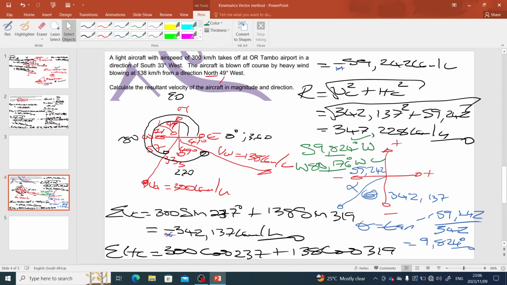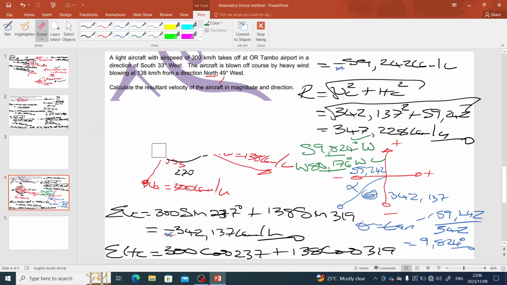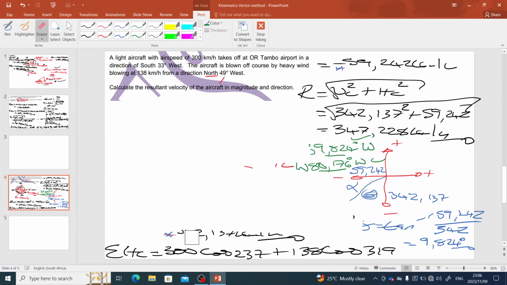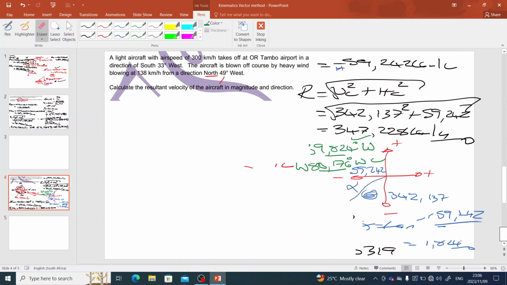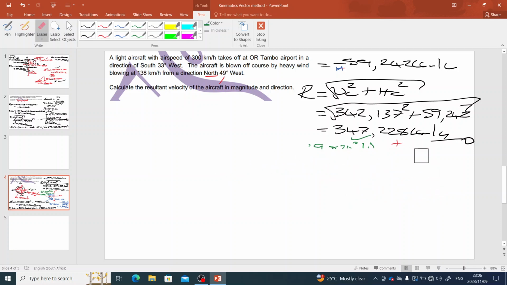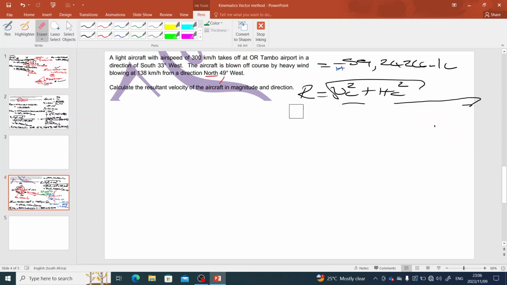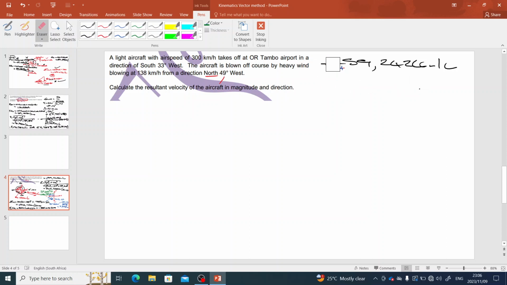Now let's do this one using the cosine rule and see if we won't get the same answers. Okay, let's wipe so as to apply the cosine rule. The beauty about kinematics is that you can always use all the given methods to prove your answer. But I always prefer the vector method. You will not go wrong. With this vertical component method, you will always be correct.